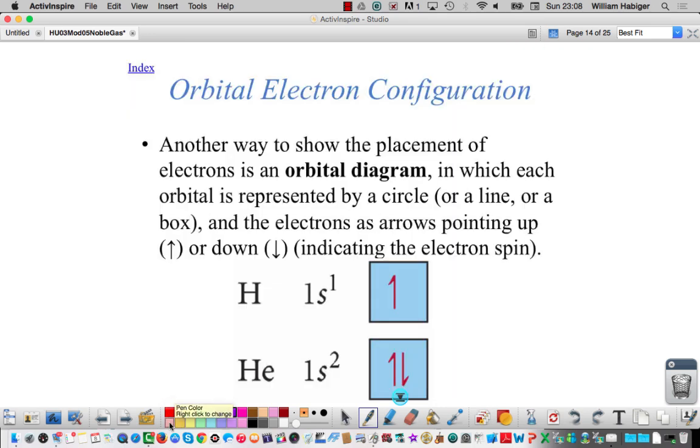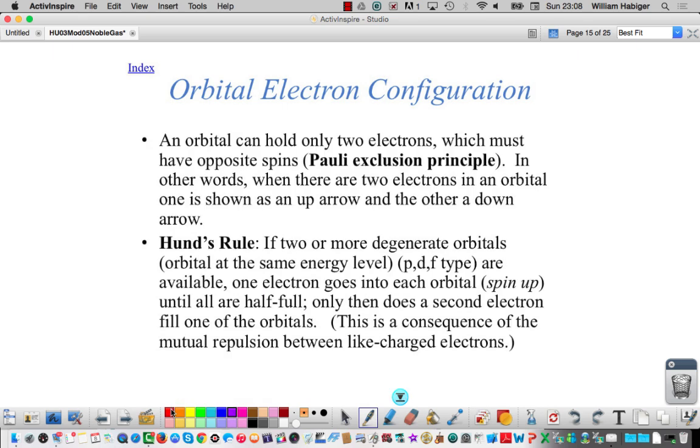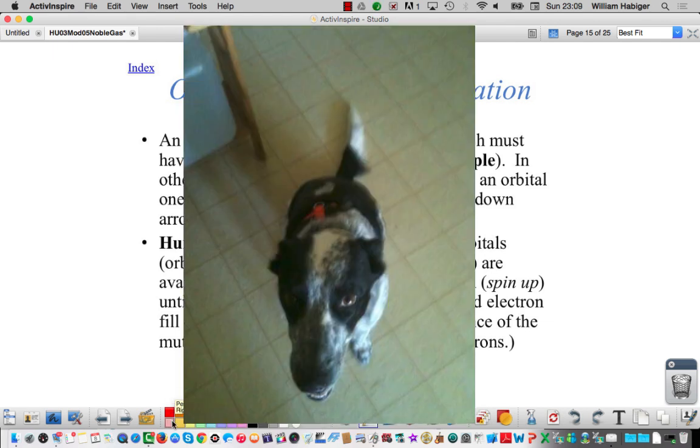In orbital notation, the individual orbitals are drawn as a blank, a circle, or even a box, and up and down arrows are used to represent the electrons. The Pauli exclusion principle states that no 2 electrons can have the same 4 quantum numbers. In other words, 2 electrons in the same orbital must have opposite spins. So you can't have 2 up arrows or 2 down arrows in the same orbital?